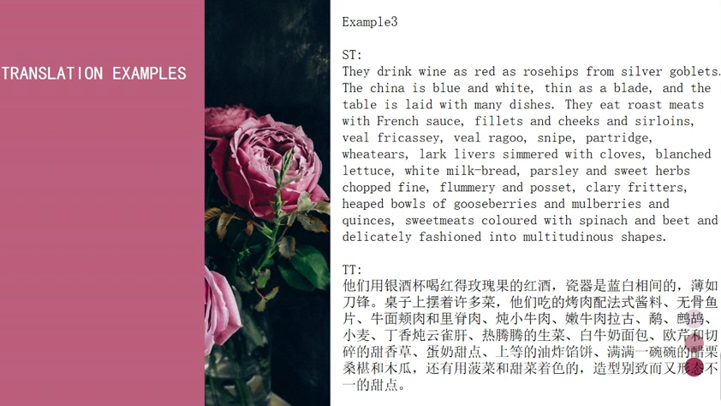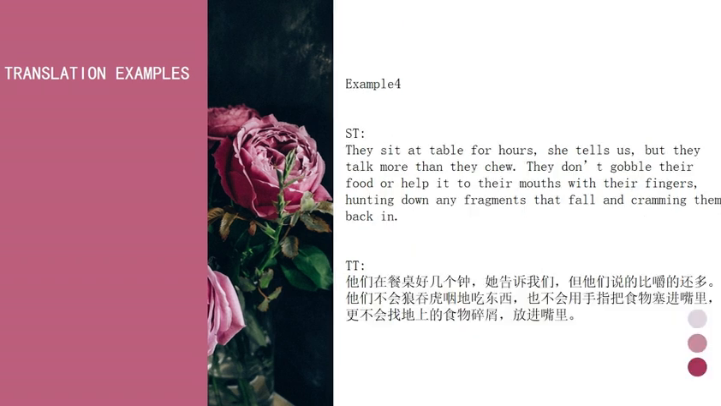And in example 4, the source text: "They sit at the table for hours, she tells us, but they talk more than they chew. They don't gobble their food or help it to their mouths with their fingers, hunting down any fragments that fall and cramming them back in." These sentences came from Chapter 5, the French Sauce. In this chapter, Martha describes how the invisibles eat and what food items they have. The author used lengthy run-ons to describe a sequence of actions. To characterize the invisibles' behavior, several verbal groups are involved in this sentence. So how to deal with these verbal groups and make them a coherent sentence in the target text is a big challenge for the translator.